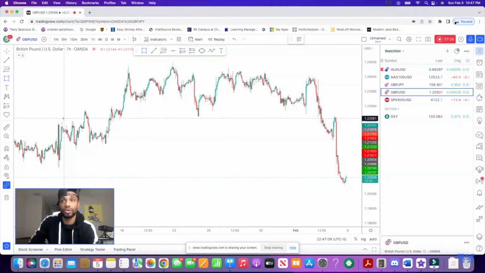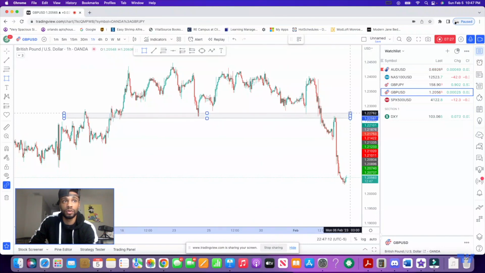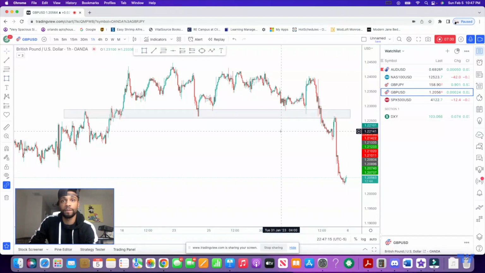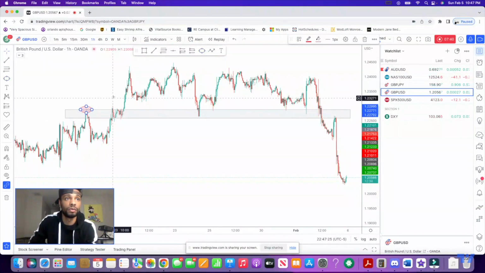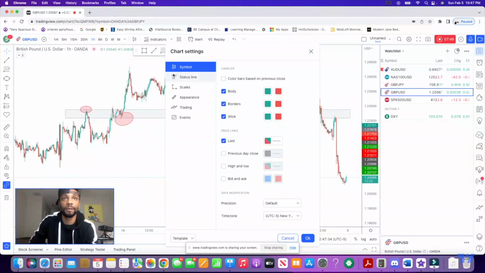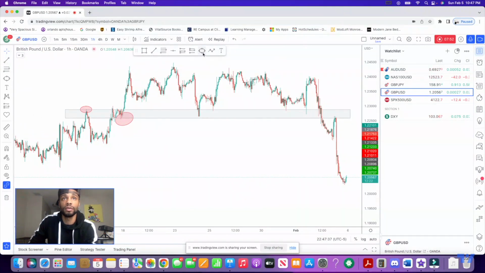So if you draw your zone here to here, you'll see that price has bounced off here, it's bounced off here, it's also bounced off here, here, here, and here.